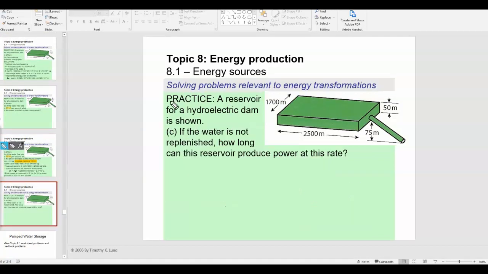And then finally, C says, if the water is not replenished, how long can this reservoir produce power at this rate? So obviously, if water is flowing out, eventually it is going to run out because the thing only stores so much water. And so let's kind of think about this.